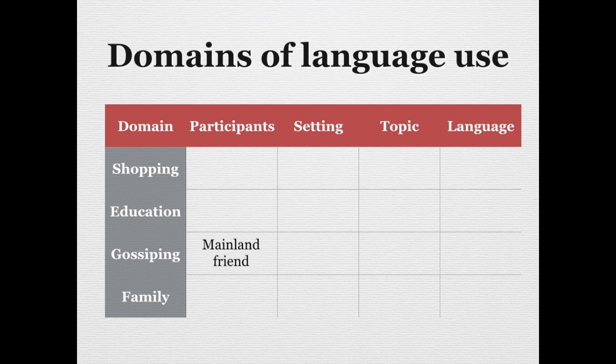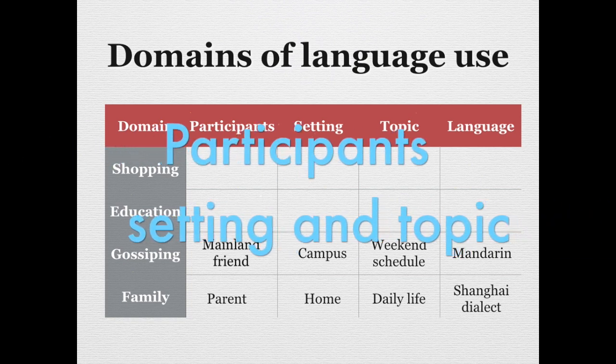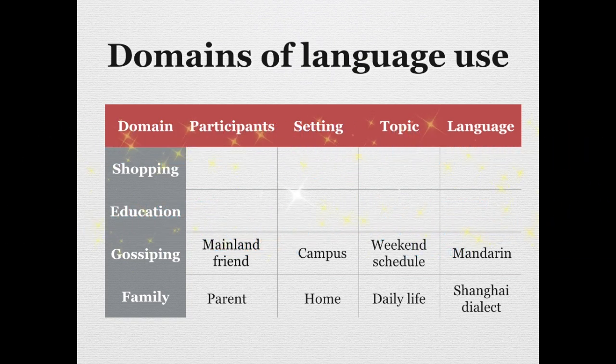When talking to her mainland friend about the weekend schedule on campus, she uses Mandarin. When calling her mum about her daily life, she uses Shanghai dialect. As you can see, Elise chooses different languages or dialects depending on the participant's setting and topic.